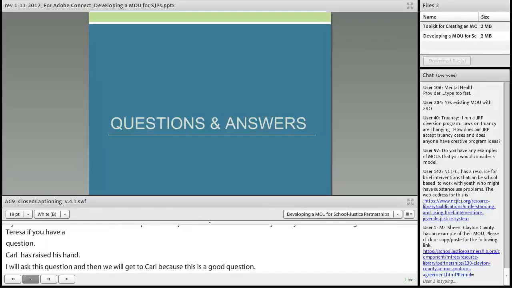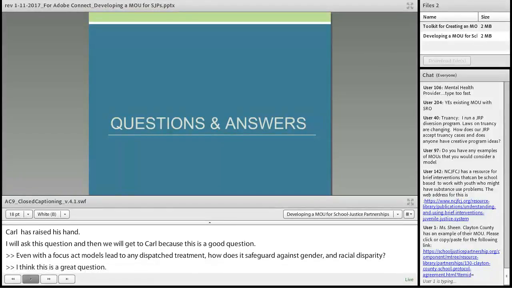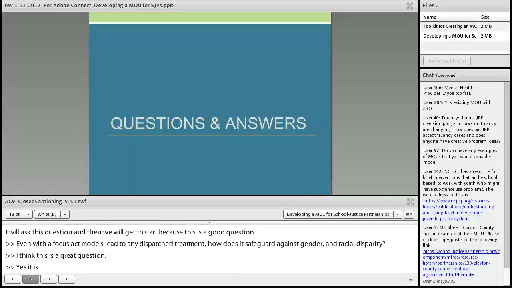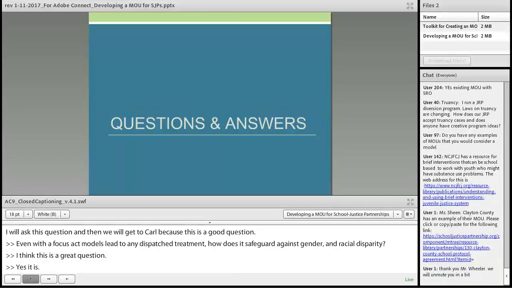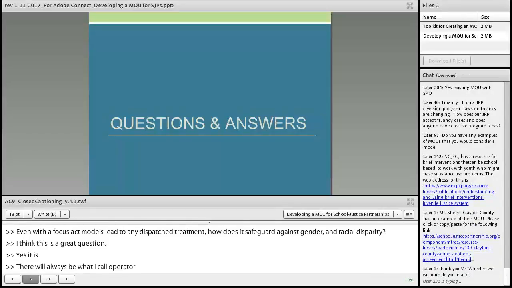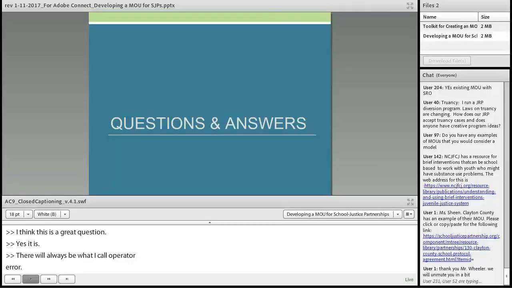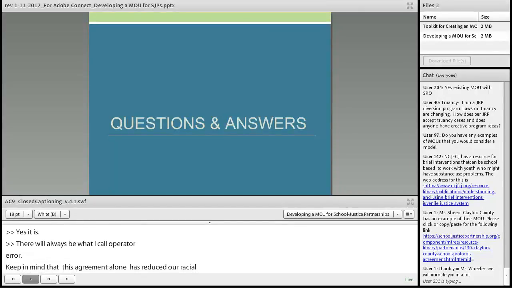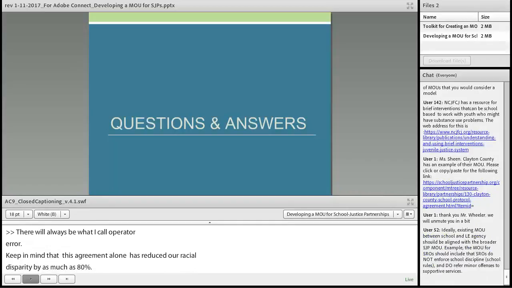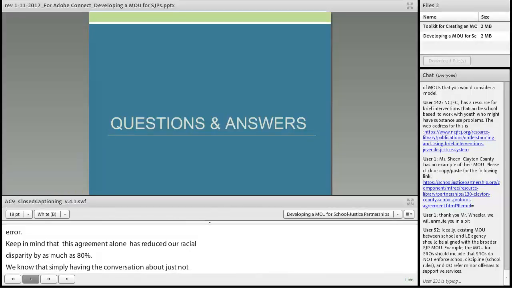You know, there's always going to be what I call operator error. And keep in mind that that disagreement alone has reduced our racial disparity by as much as 80%. And so we know that just simply having the conversation about not arresting kids is going to have some impact on reducing racial disparity. So that part we know.